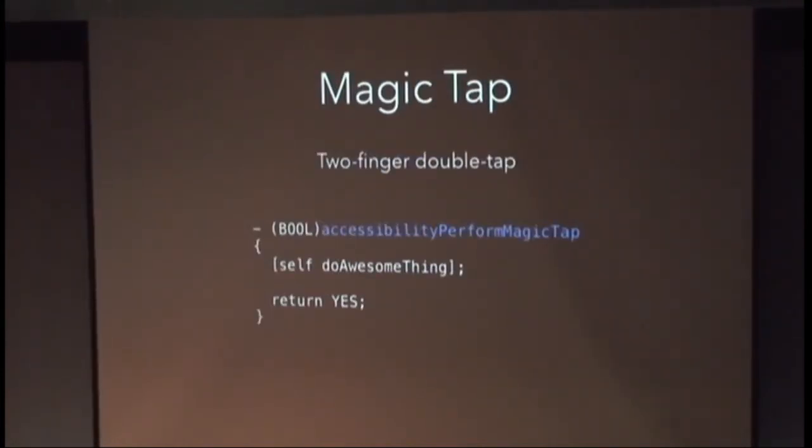And then Magic Tap was another thing that they introduced in iOS 6, which is quite cool. This basically lets you do more or less anything you want to do. It's basically a shortcut. Users can do a two-finger double tap. So on something like the phone app, for example, if a user is on an active phone call and they do a two-finger double tap, it actually ends the phone call. So it just makes things easier for the user.